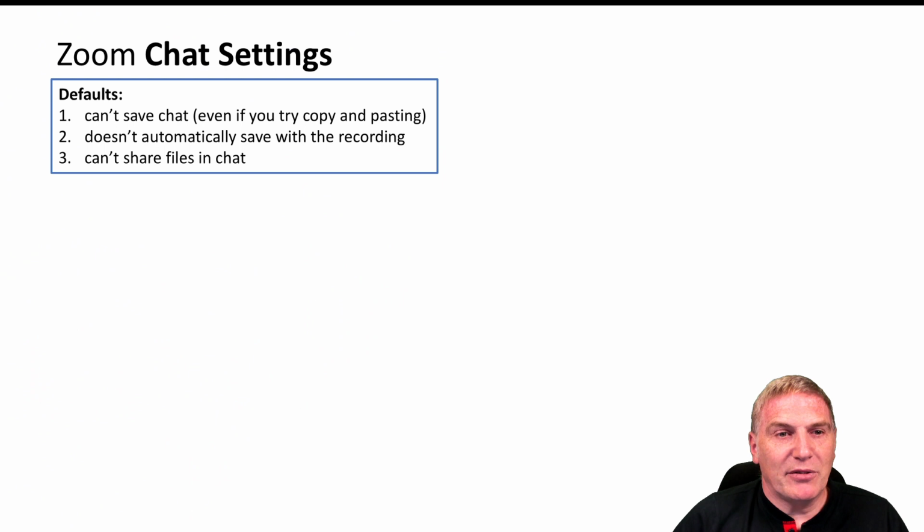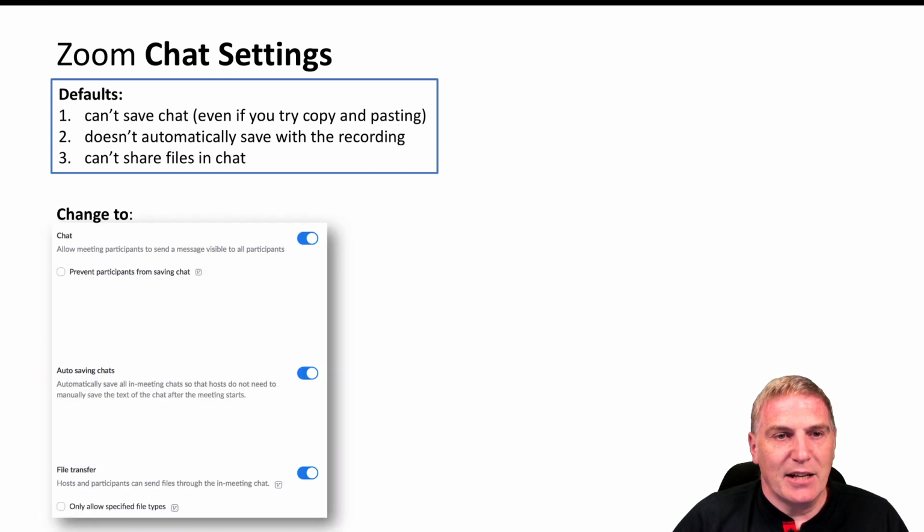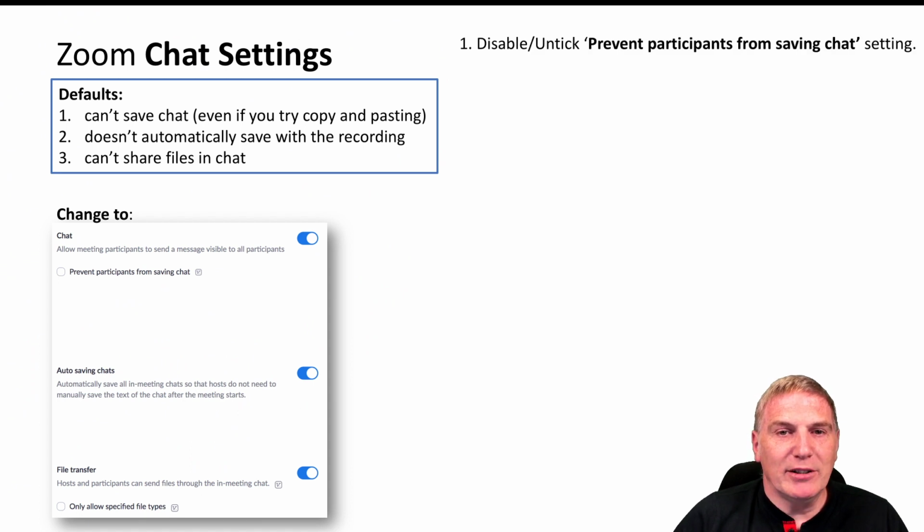So what we want to do is find out where these settings are and how we change them, so that they look like this. We're going to walk you through that now. Step 1, disable or untick the prevent participants from saving chat setting.